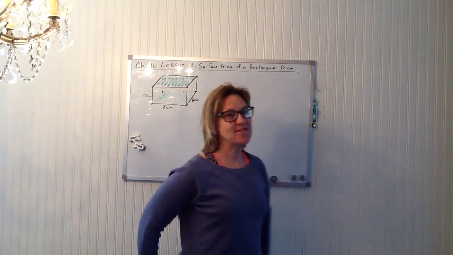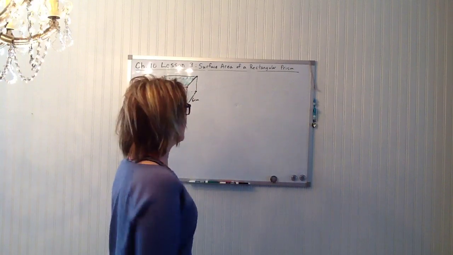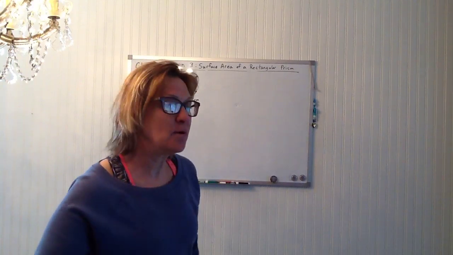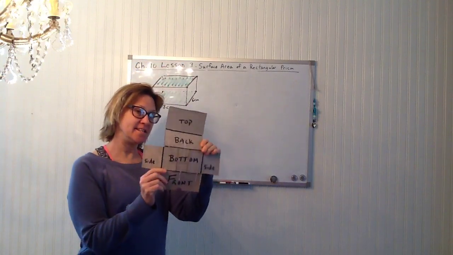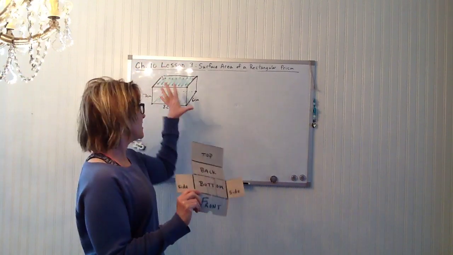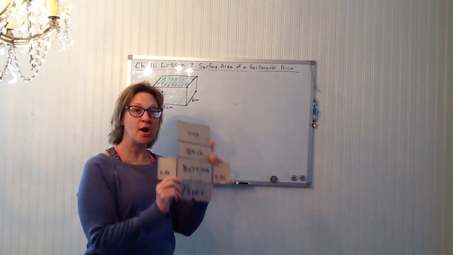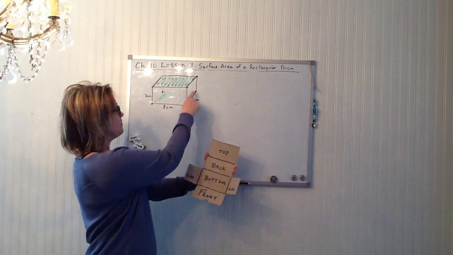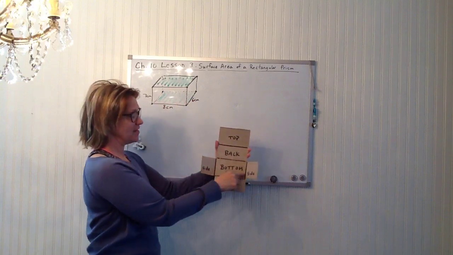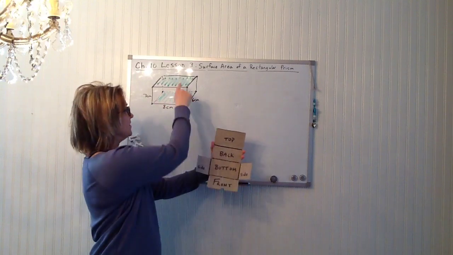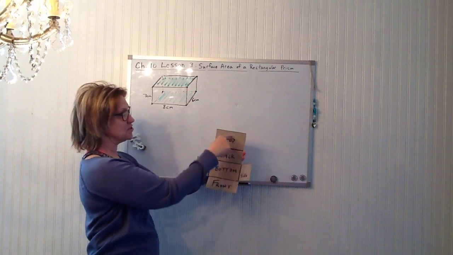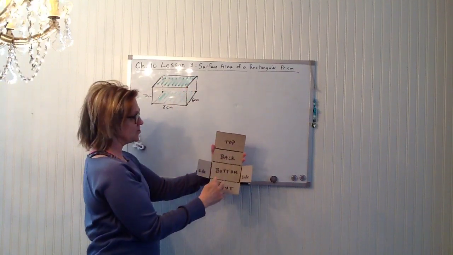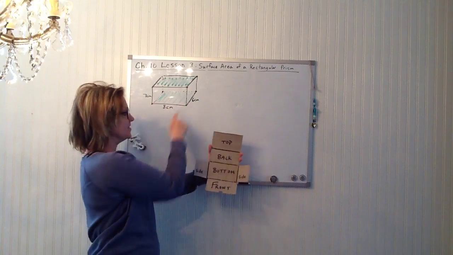Part 2, Lesson 3 on the surface area of a rectangular prism. So I said we were going to look at nets. This is a net. We can see this 3D figure opened up. So this is the bottom here, which matches the bottom here. This is the top, which matches the top. This is the back and the front, which are the exact same, and then the sides.